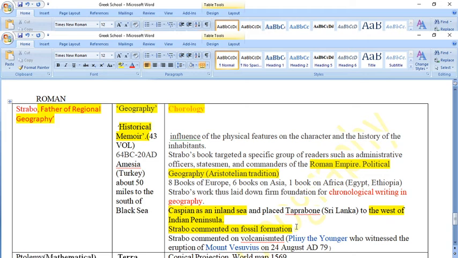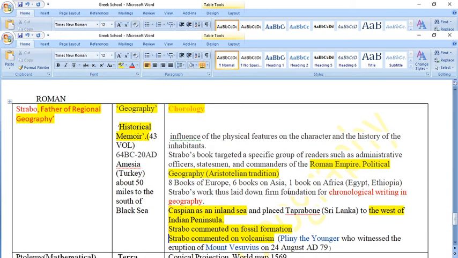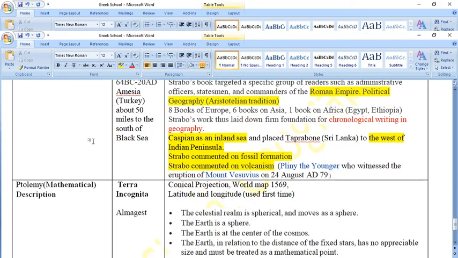First time, not only geography, he contributed a lot towards the subject of geology. He commented on volcanism, and explained all the phenomena of Mount Vesuvius and its volcanism. All these things are very important, and his Memoria describes the political geographical description of the whole of Europe. The 8 volumes of his historical Memoria cover only Europe. So he was the father of chorology, or regional geography.